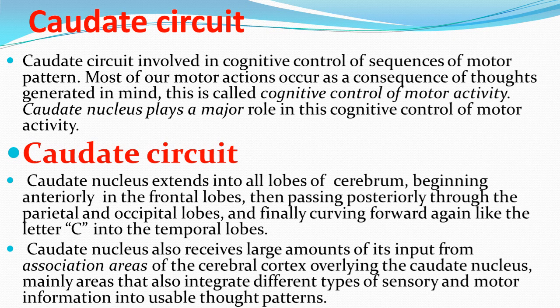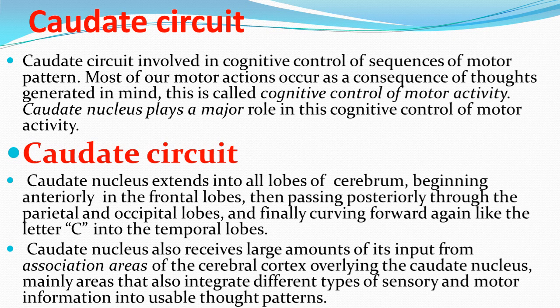Now come to the caudate circuit. As I discussed, only the caudate is involved; all other pathways are the same. The caudate circuit is involved in the cognitive control of the sequence of motor patterns. Cognitive control means planning of the sequence of the motor pattern. Most of our motor actions occur as a consequence of thoughts generated in the mind. This is called cognitive control of motor activity. For example, if we want to take a cup of tea, this planning is known as cognitive control of motor activity.